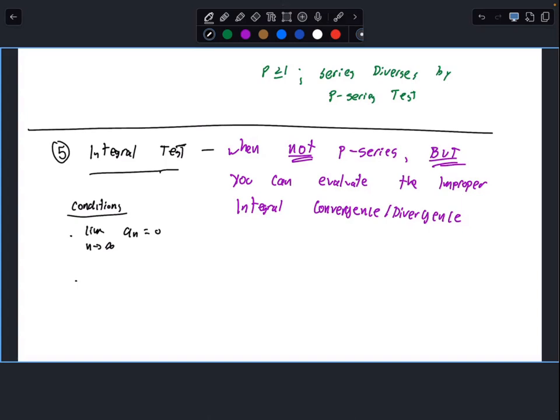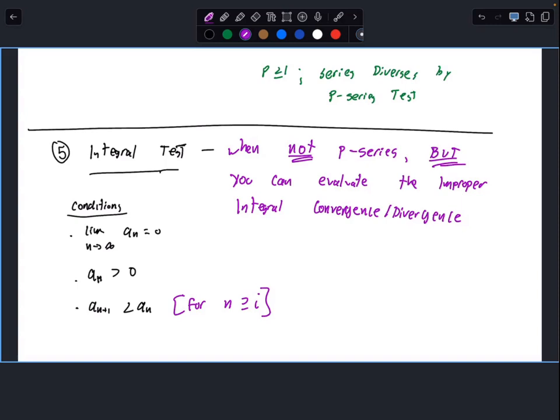The terms must be decreasing, but before we get there, the terms must be positive, so a sub n must always be greater than 0. And there must be a decreasing function, so a sub n plus 1 must be less than a sub n for n greater than or equal to I.